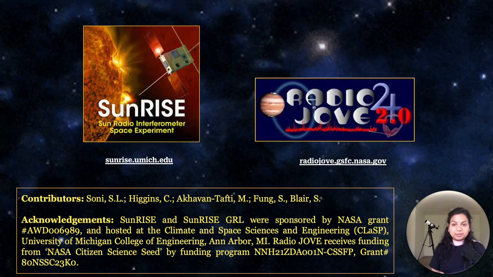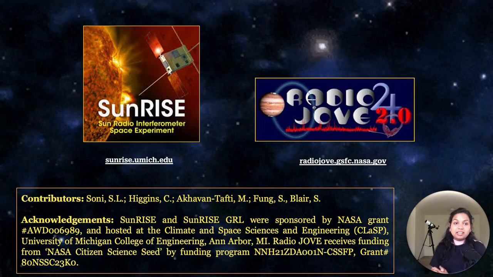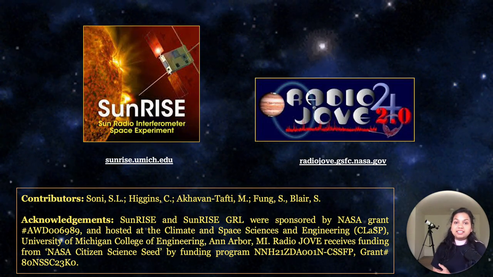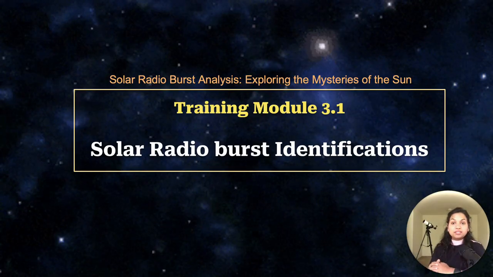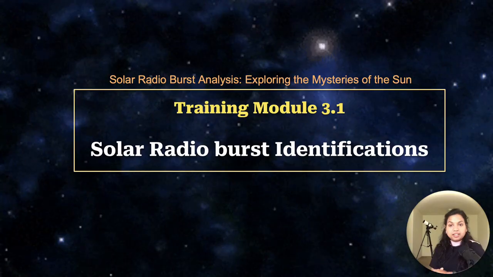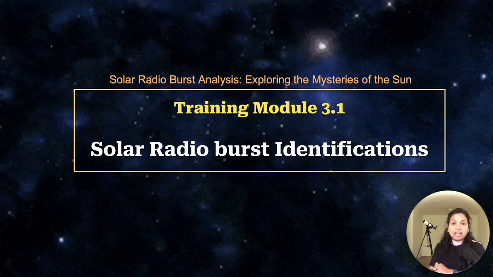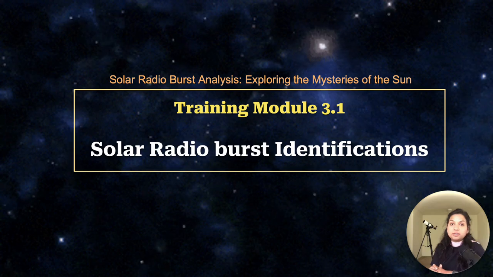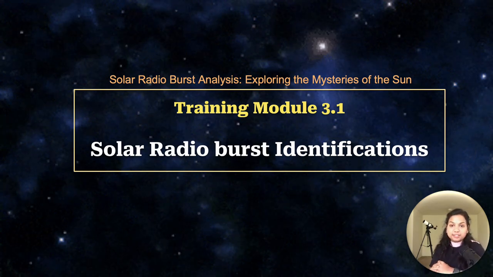Our Sunrise GRL program is in collaboration with the Sunrise Space Mission and the Radio Jove program. I really acknowledge my team and NASA funding grants for making this project possible. Training module section 3 is all about the analysis of solar radio bursts that you have observed from your installed radio antennas. In this particular training module 3.1, I'm going to discuss solar radio burst identification.